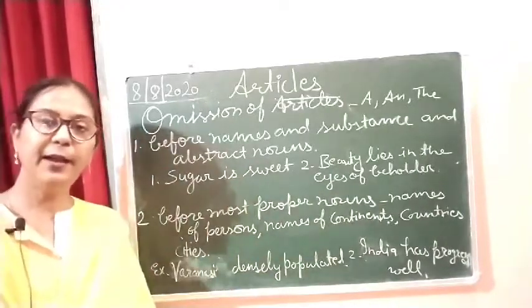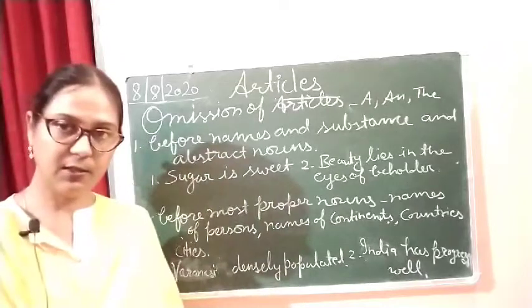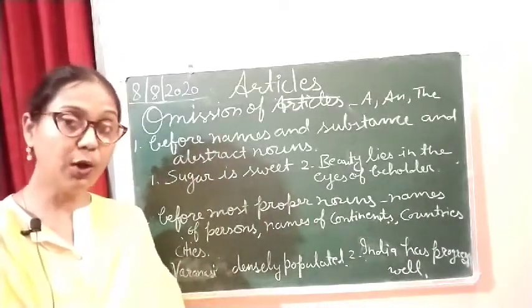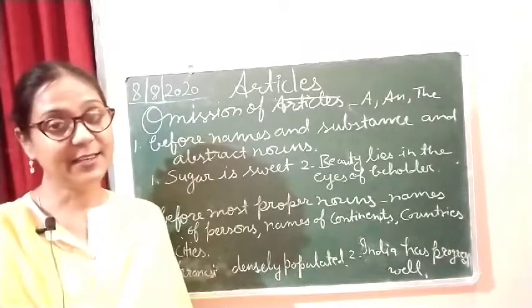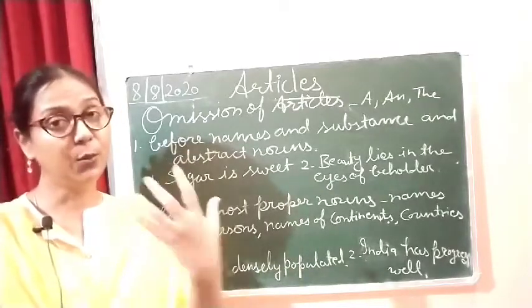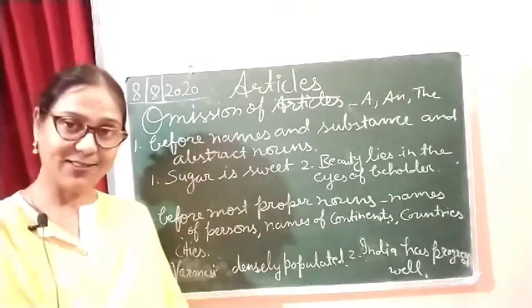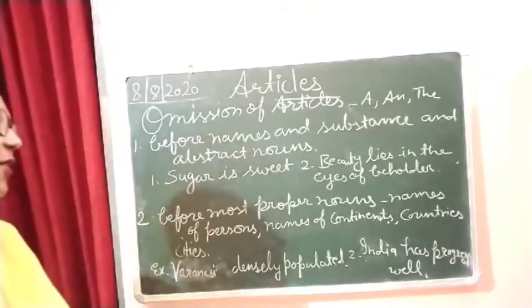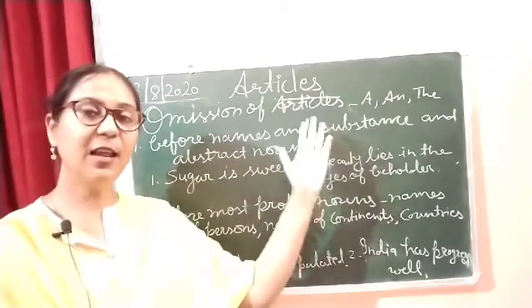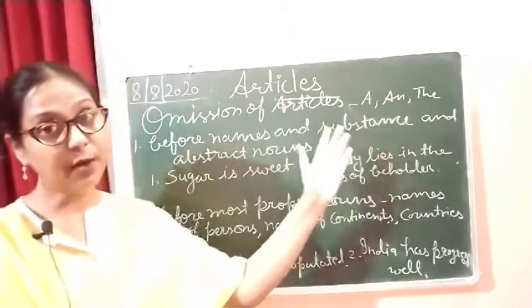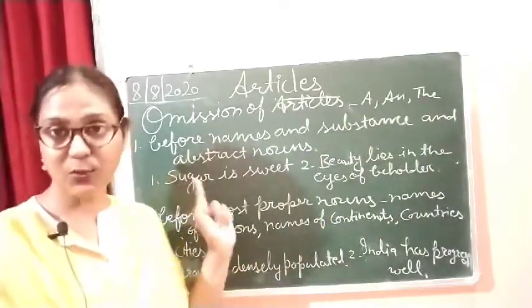Now our next topic is omission of articles, where we are not going to use articles. That means omission, where we are going to remove the articles. That we are going to discuss today. Now first of all, as you all know, there are indefinite and definite articles: a, an and the. Where we are supposed to use them and where we are not supposed to use them, that we are going to learn today.